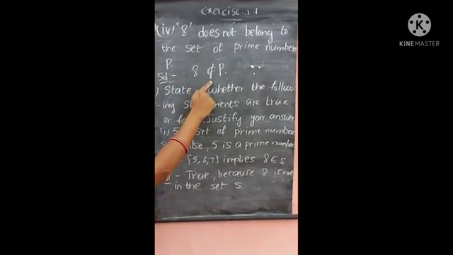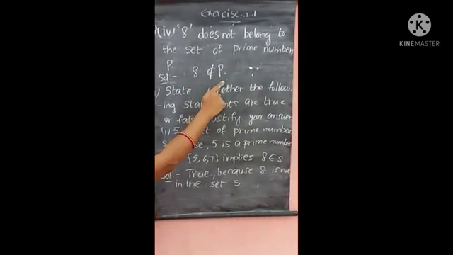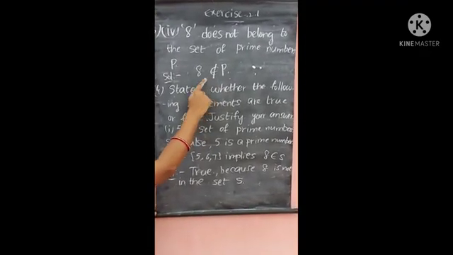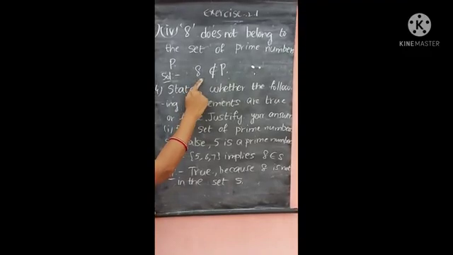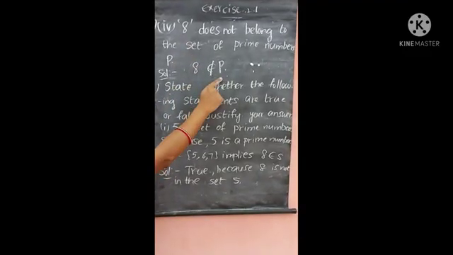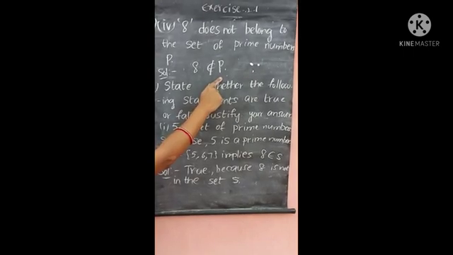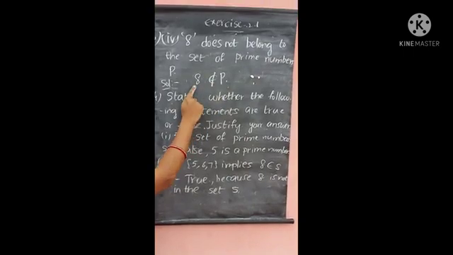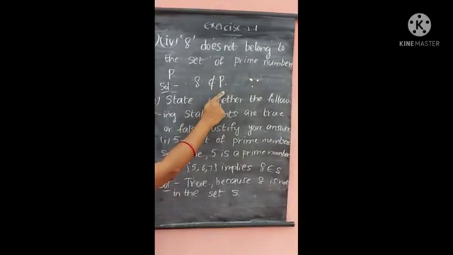Means 8 does not belong to the symbol P. We have to use the does-not-belong-to symbol here. What do we have to write on the left side of the symbol? The element. What is the element here? 8. And we have to write the set name on the right side of the symbol. What is the set name here? P. So 8 does not belong to P.